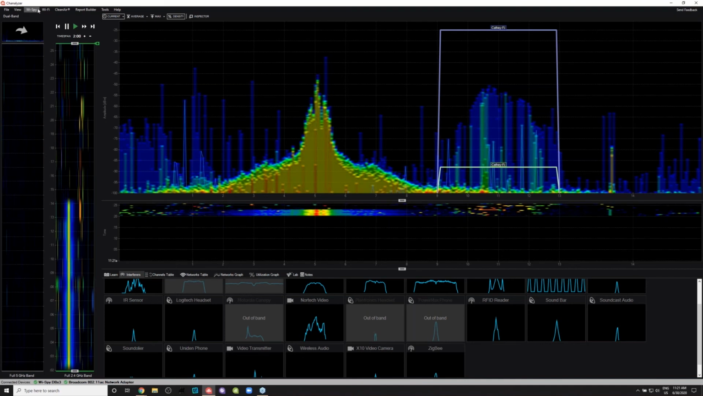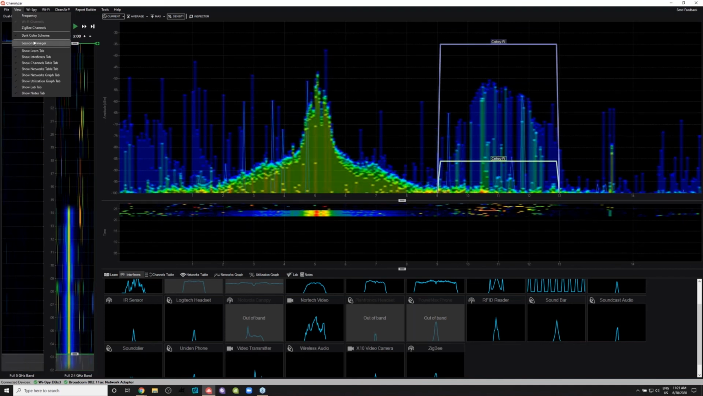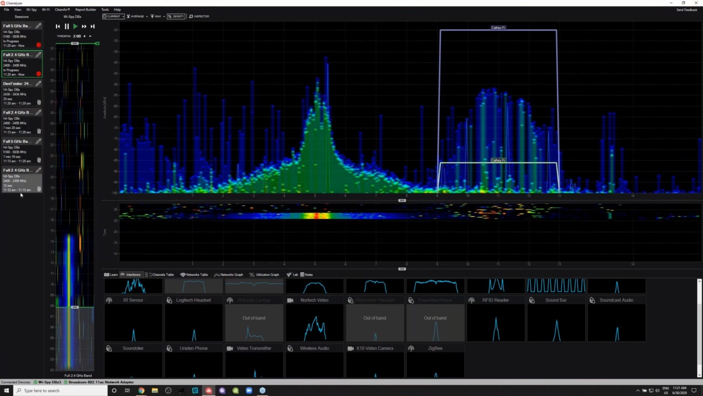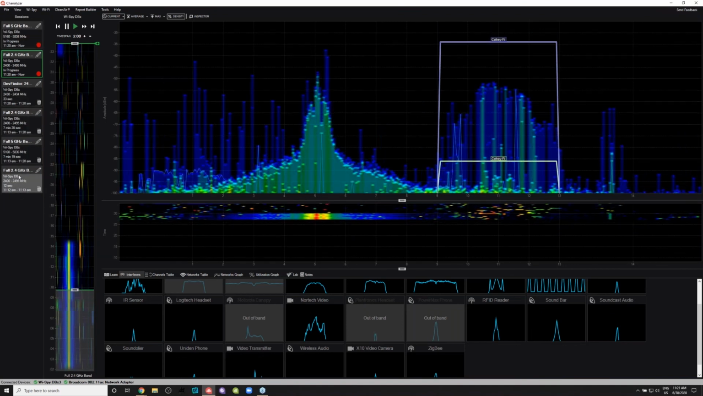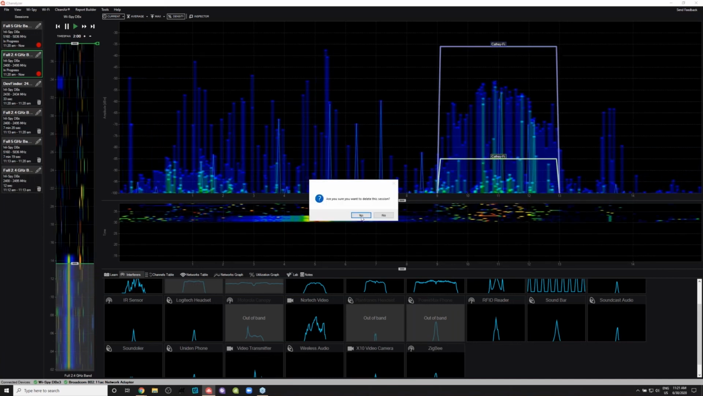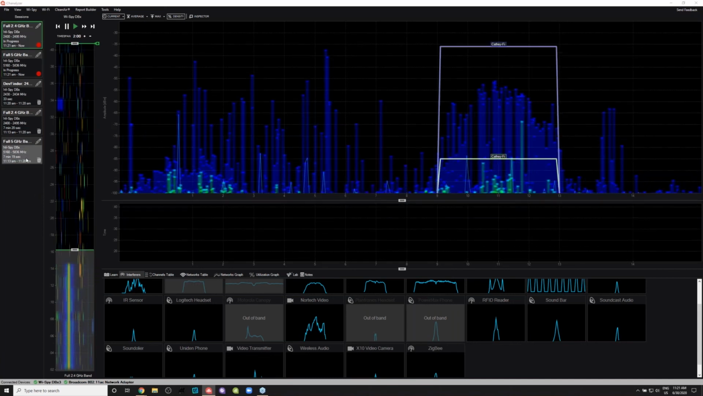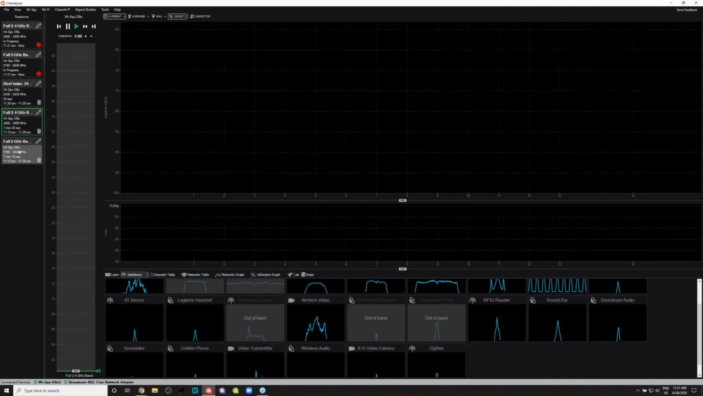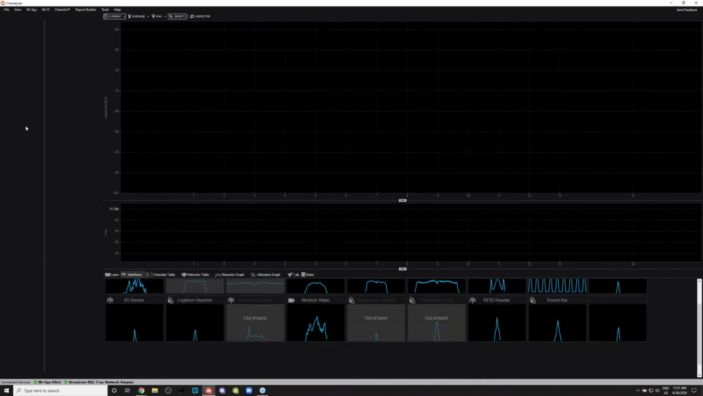To go back in time, you just have to go to View and Session Manager. You can see here on the left-hand side all of the sessions that I had. That very first moment when I opened Chanalyzer and it only swept the 2.4 gigahertz band, that was 12 seconds. I'm going to delete that because I didn't need it. But if I want to go back to the 2.4 gigahertz band here, I can see that data populate.